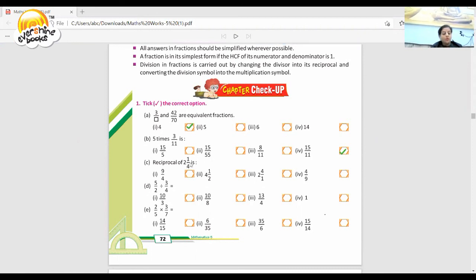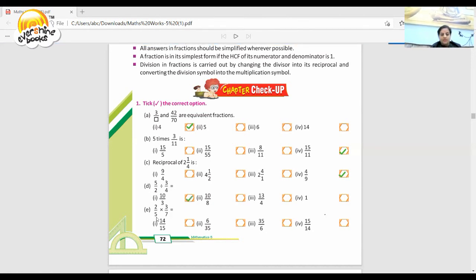Reciprocal of 2 whole number 1 upon 4: 4 2s are 8 and 1 is 9, so 9 upon 4, and the reciprocal is 4 upon 9. Simple. When you want to divide, you change the sign to multiplication and take the reciprocal of the right-hand number. Like 4 upon 3: 2 2s are 4, and 5 2s are 10, so 10 upon 3 will be the answer.